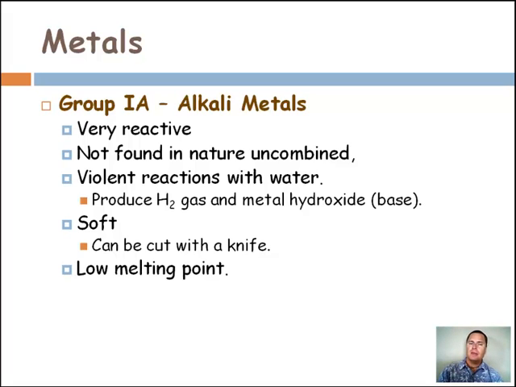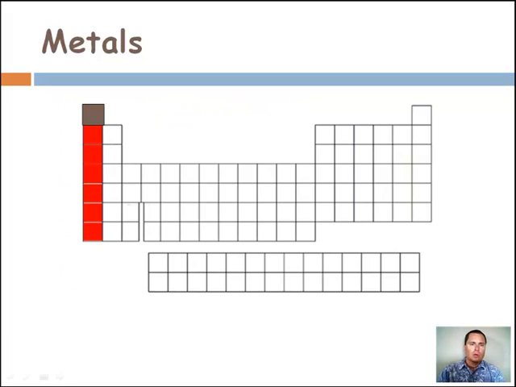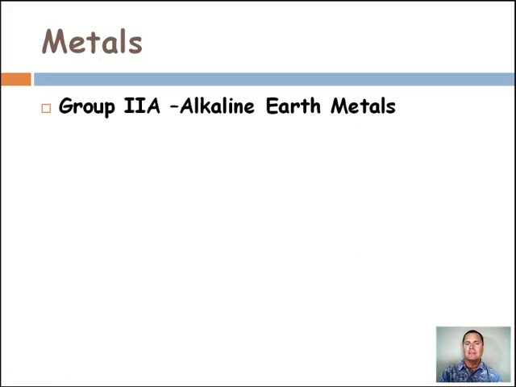And they generally have a low melting point, which means they melt at a low temperature. Okay, and they're good conductors, as we kind of already talked about. And the first column right here is our alkali metals. Next to them, the next column is what we call the alkaline earth metals. Don't get that confused with alkali metals. Very similar characteristics to alkali.